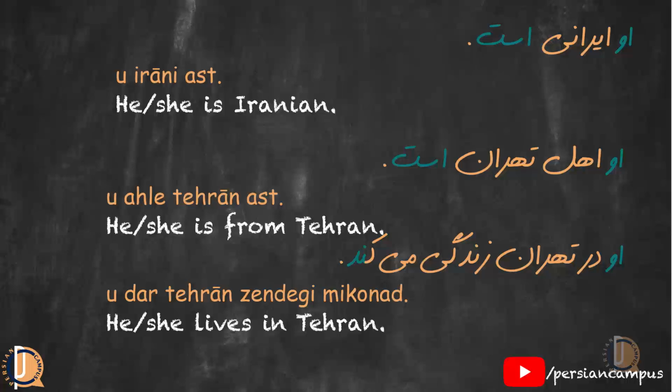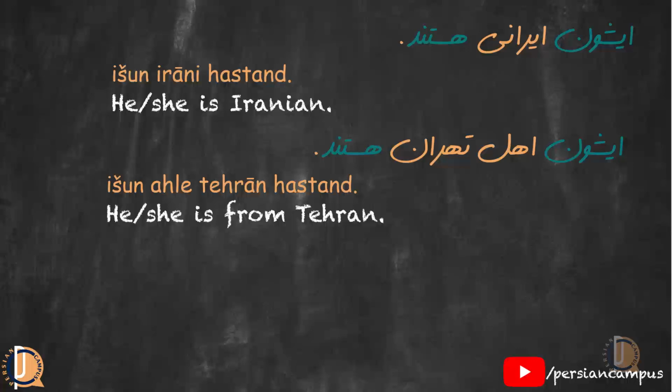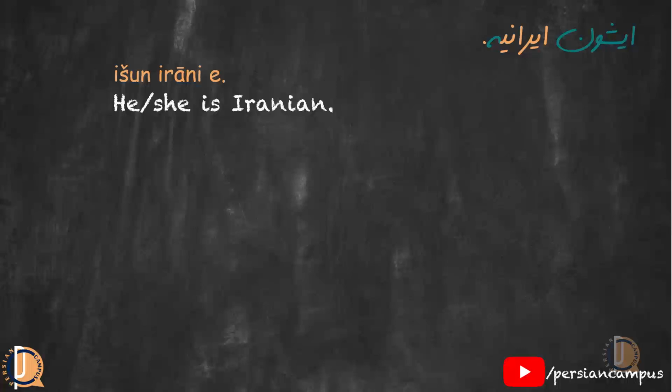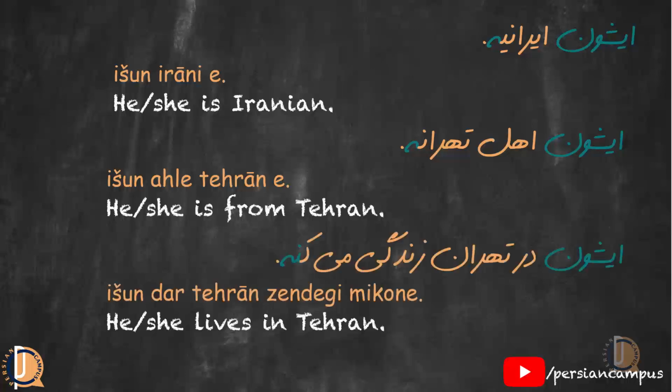Now, if we want to be a little polite, we can say ایشون ایرانی هستند. ایشون اهل تهران هستند. ایشون در تهران زندگی می کنند. However, it is possible to use ایشون with singular verb. ایشون ایرانیه. ایشون اهل تهرانه. ایشون در تهران زندگی میکنه.